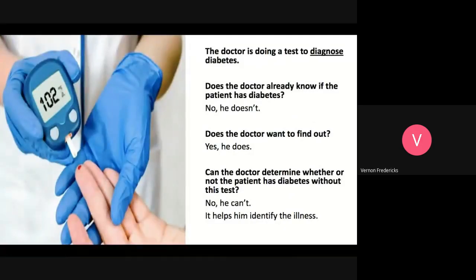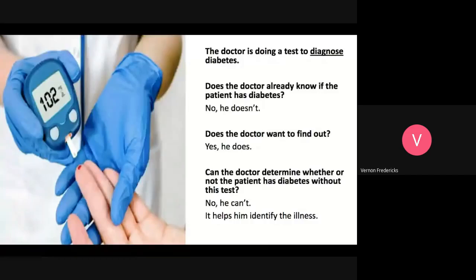Okay, let's have a look at the picture there. The doctor is drawing blood from somebody. His temperature is at 102. The word that we're going to use here is diagnose. Students, do you still remember what diagnose means? Diagnose means to find out what the real problem is and what we can do to fix the problem.